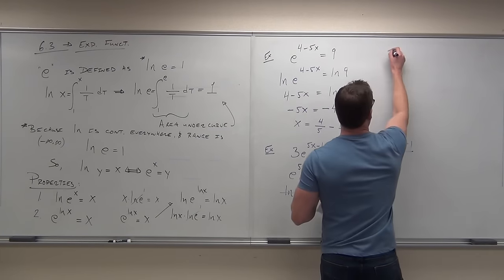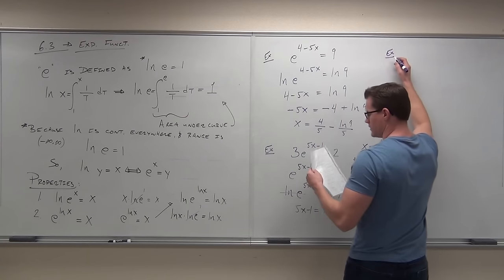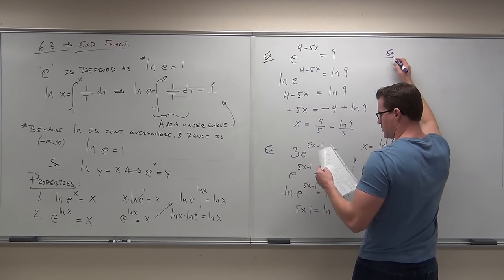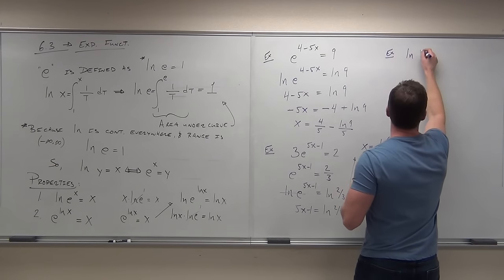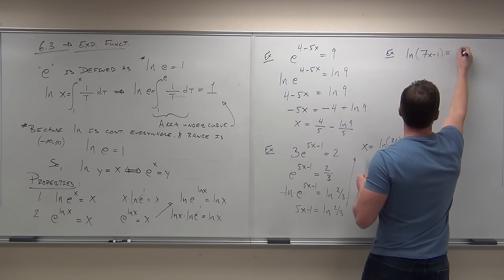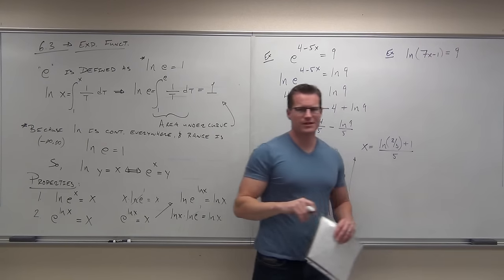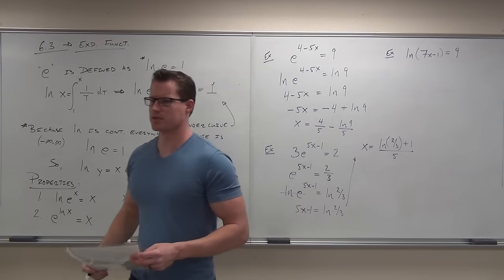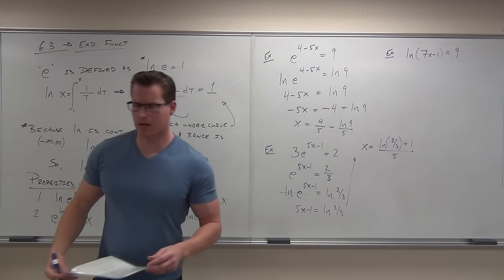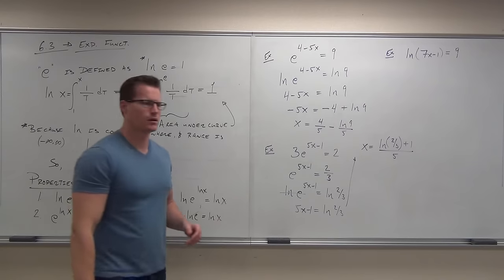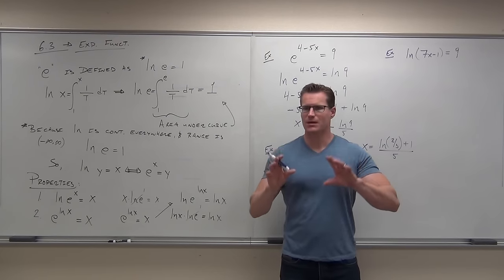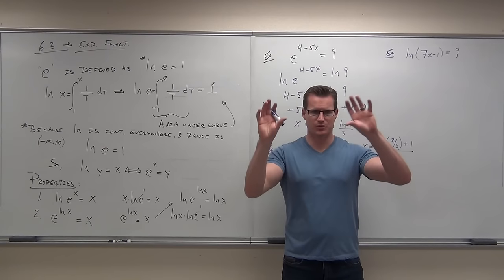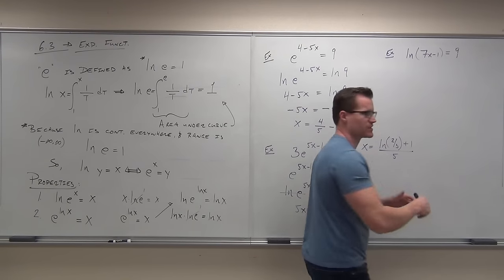How about this one? One more. Is this one of the ones where we want to take ln on both sides? No, that's silly. So we've got ln. What undoes ln? e. Sure. So what do we do? e both sides. Make each side an exponent of e. So take e on both sides.